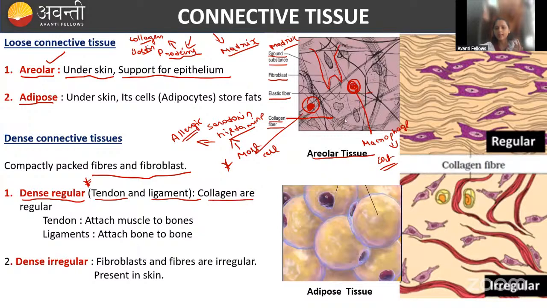Why are we calling it regular? Here you can see the collagen fibers are arranged regularly. That's why we call it regular. And the types here are tendons and ligaments.